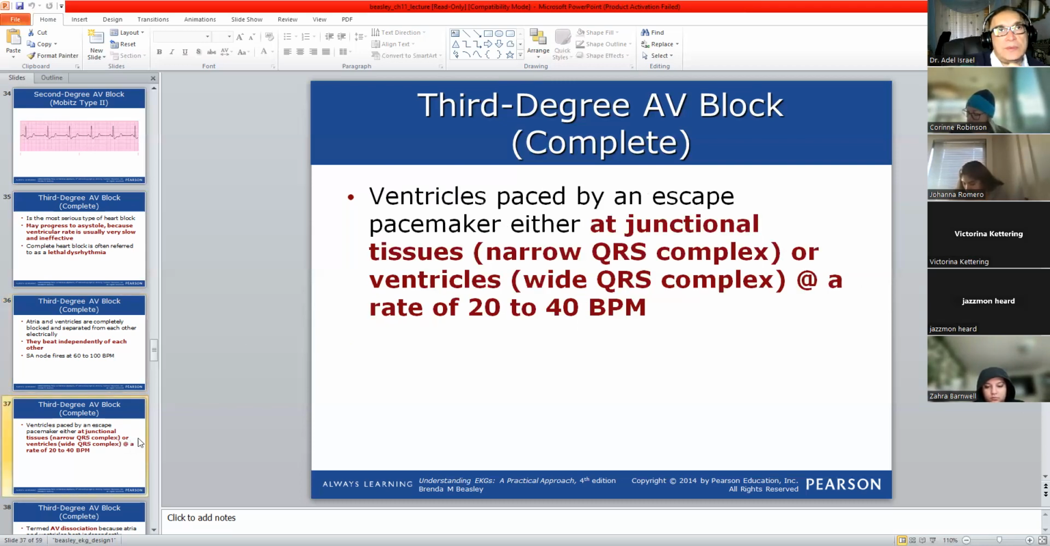What we have to know is that the ventricle is paced by an escape pacemaker. We mentioned what is meant by escape rhythm: the SA node is working independently, and the QRS is narrow or wide. It depends on which one is working. If the ventricle is working by itself, it will be wide, and the rate is 20 to 40. If the ventricle is not working by itself, then the normal or narrow QRS will be there.